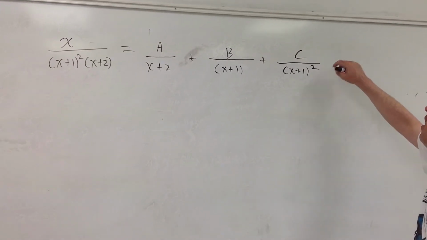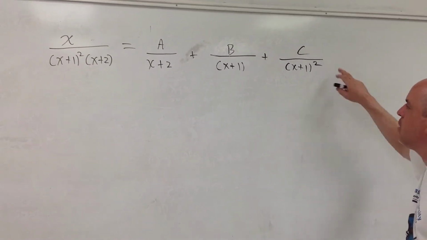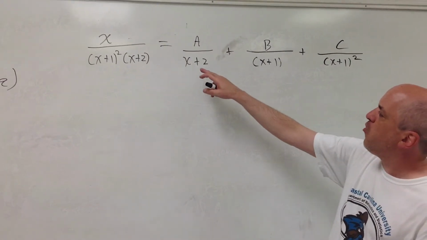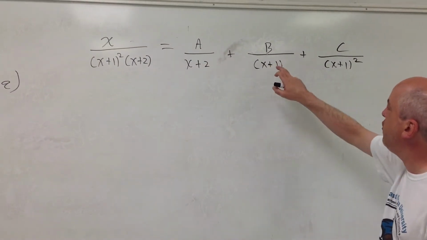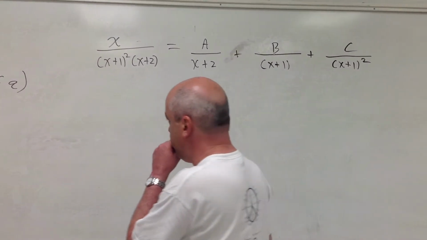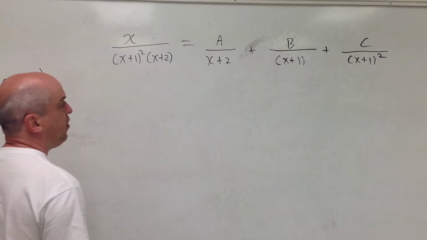But this actually, as it turns out, is going to end up working. And once we get the numbers for a, b, and c, we'll be able to integrate this one term at a time. We know how to do this one, we know how to do this one, and this we've actually seen before. Okay, so how about finding the a, b, and c?